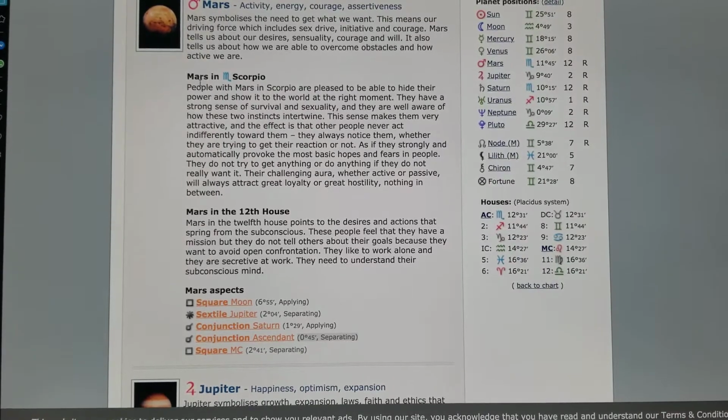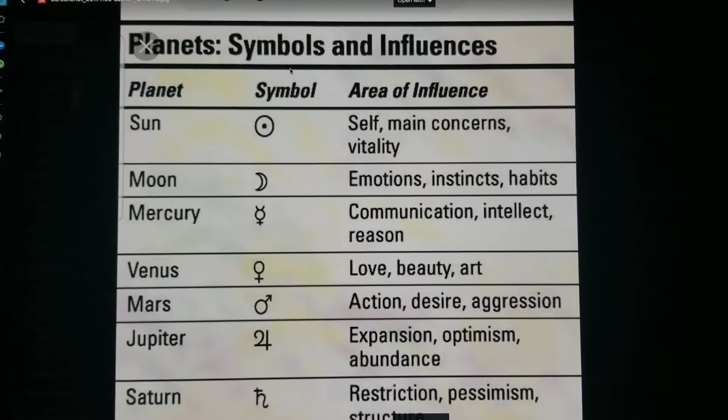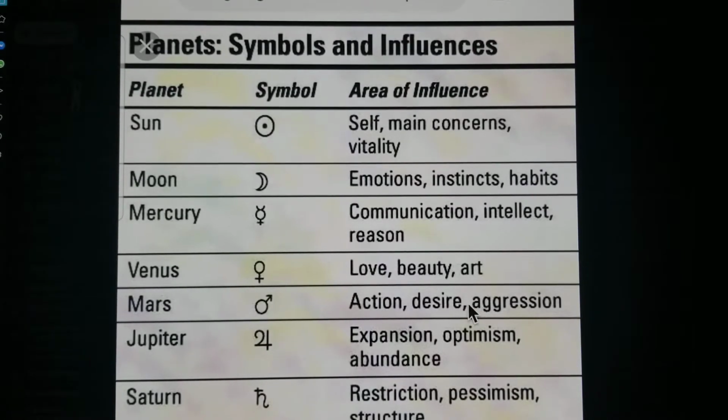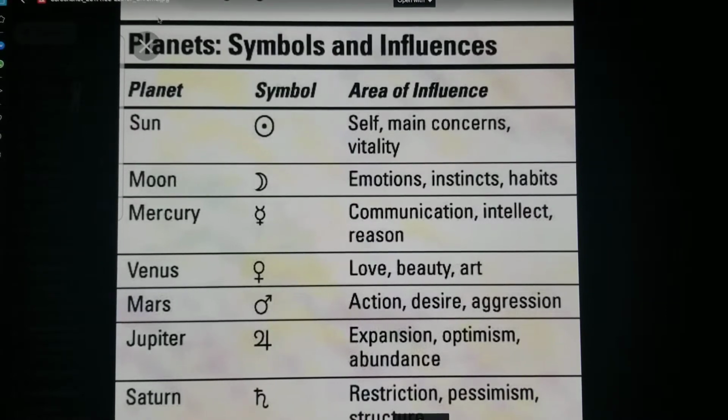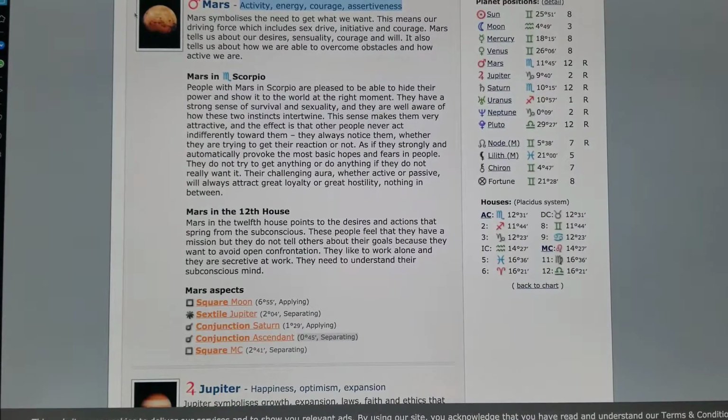In my case, my Mars is in Scorpio. What does Mars mean? It means activity. Let me see if I can highlight it. Activity, energy, courage, and assertiveness. Remember, I showed this in my previous video. Let's see, Mars is here. Mars means action, desire, aggression, and it's also your sex drive. So once you know what the planets mean, you can go back here, go to your chart and read about it and know exactly what's happening.